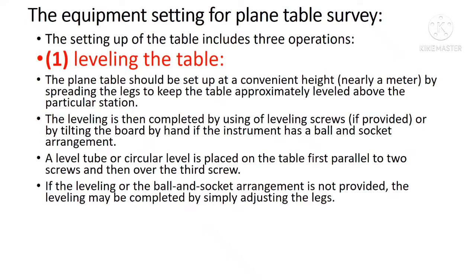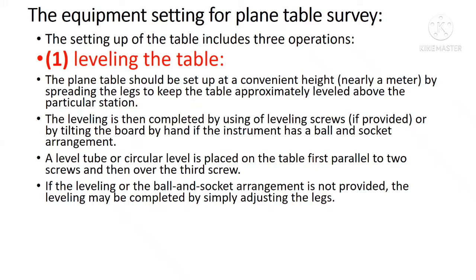The plain table should be set up at a convenient height, nearly a meter, spreading the legs to keep the table approximately leveled above the particular section. It means, as we have seen in that particular image in the previous slide, whenever you place the tripod stand on the ground, you have to be very careful that your tripod stand legs are properly adjusted. Okay, so you can level the table by three methods.